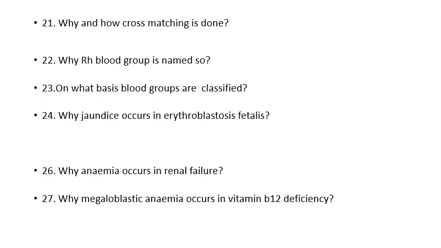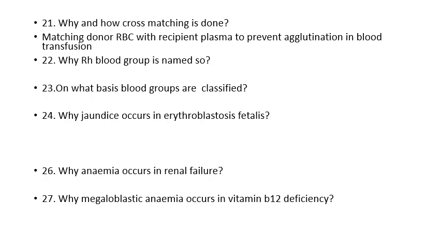Why and how is cross matching done? Cross matching is done to avoid any mismatched blood transfusion or any agglutination reactions. How is it done? The donor RBC is matched with recipient plasma. And if there is clumping, the blood transfusion will not be done. So it is done to prevent agglutination in the blood transfusion.